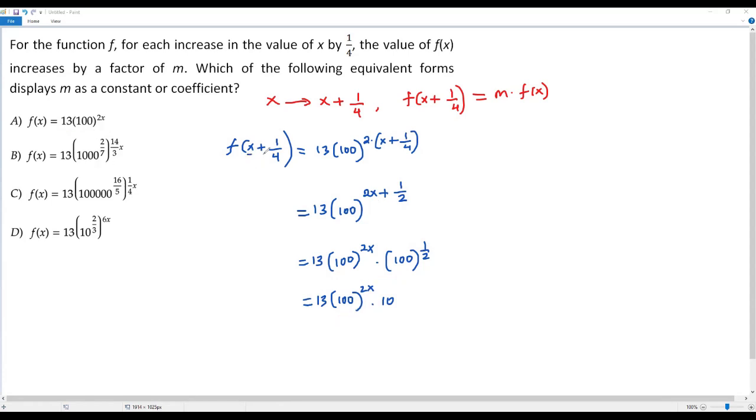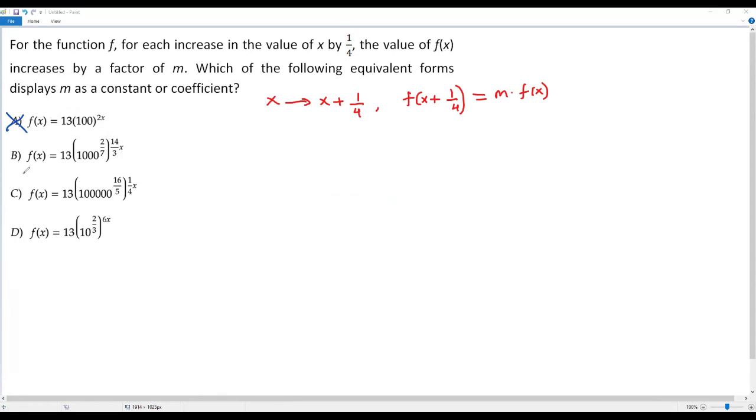When the value of x is increased by 1/4, the function f of x in answer choice A increases by a factor of 10. So the value of m here is 10. Now we have to see whether this value 10 is displayed as a constant or coefficient. No, 10 is not displayed either as a constant or coefficient here. So answer choice A is incorrect.